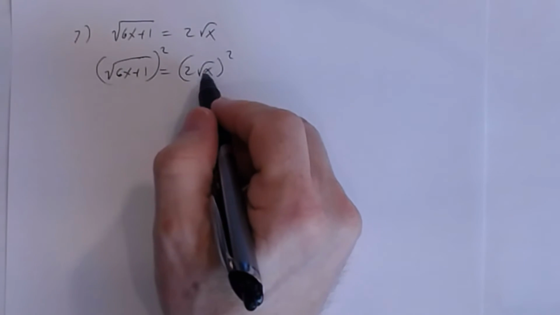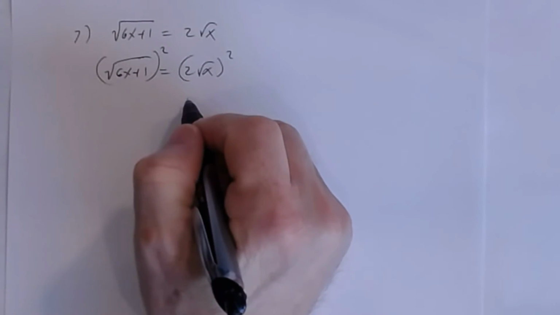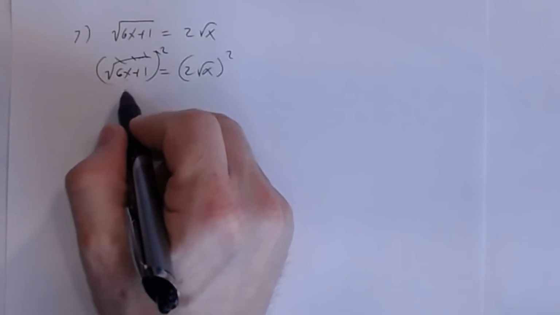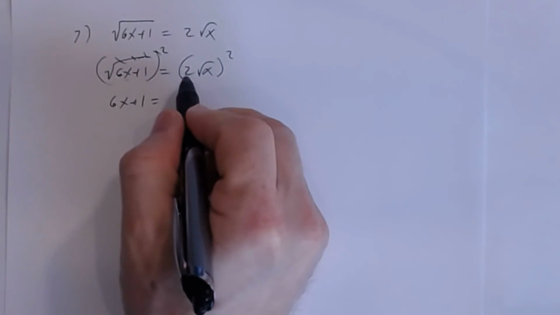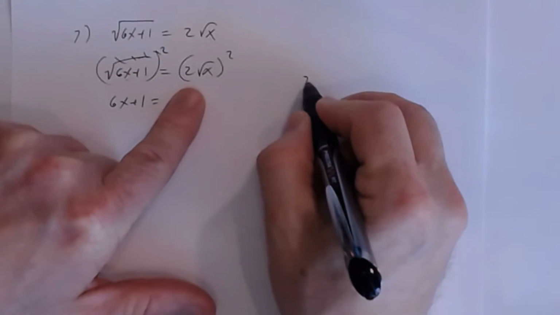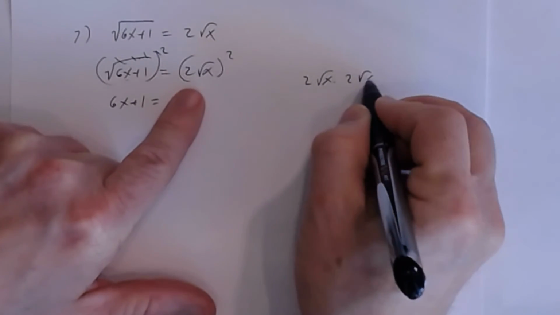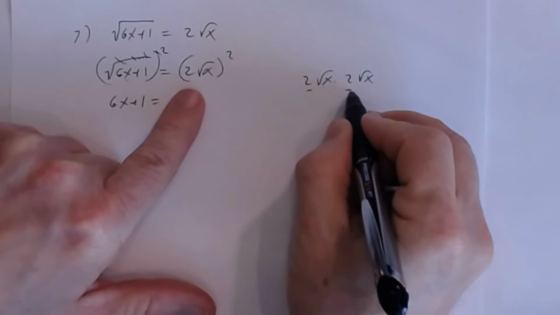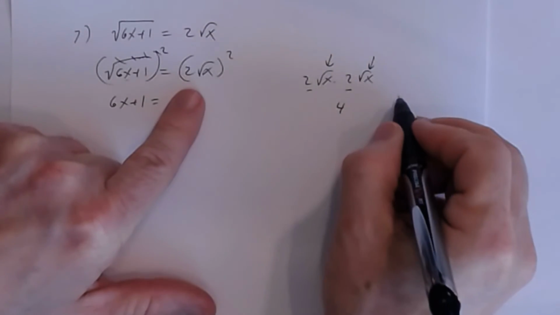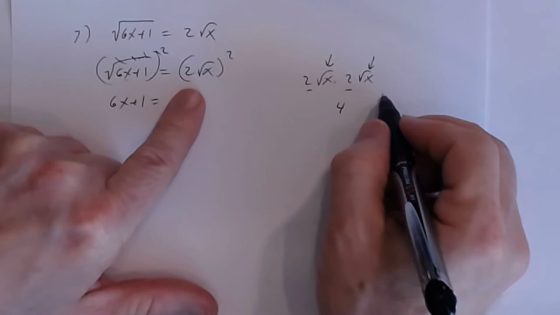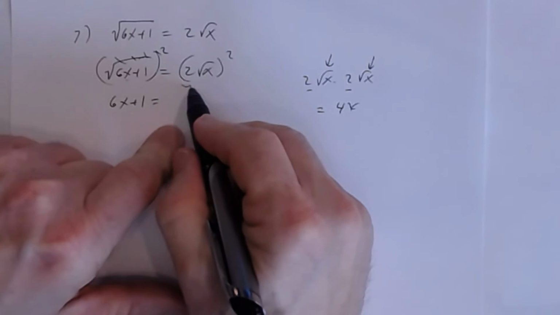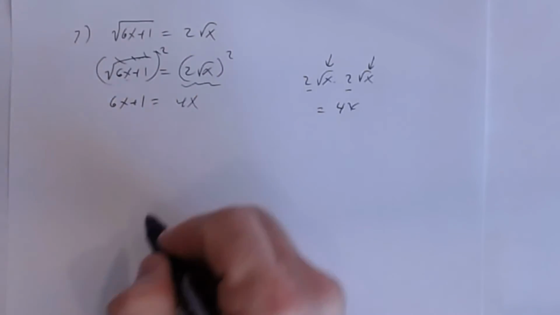All right, and notice in the parentheses I have 2 square root of x. Remember, the square and the square root undo each other. So you get 6x plus 1. Now let's think about this right here. 2 square root of x squared means 2 square root of x times itself, right? Well, what's 2 times 2? 2 times 2 is 4. What is the square root of x times the square root of x? It's just x. So that equals 4x.